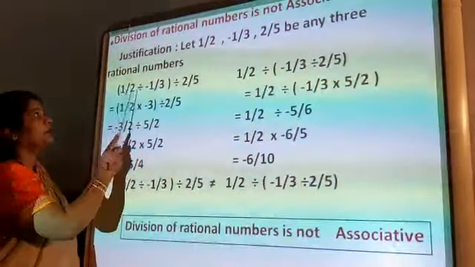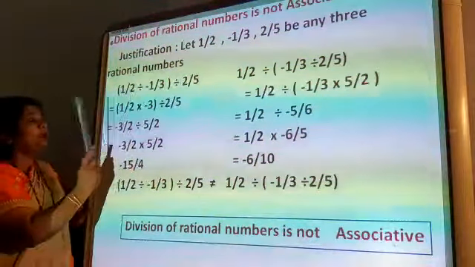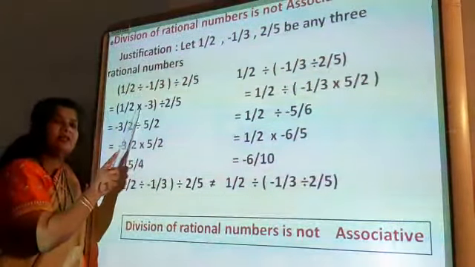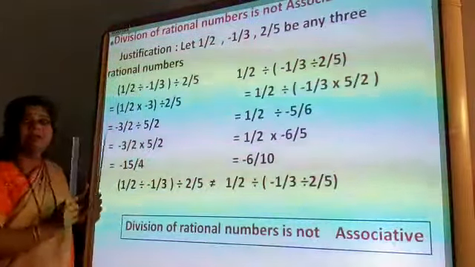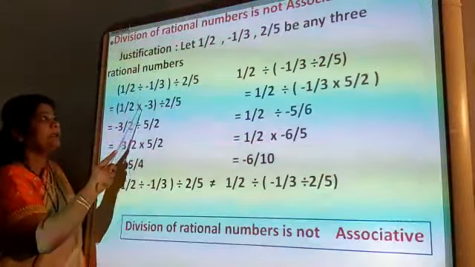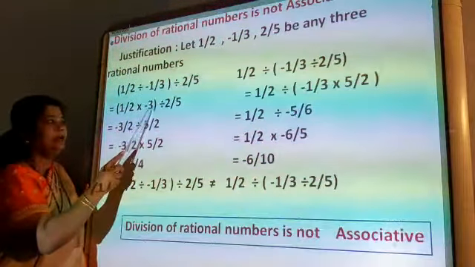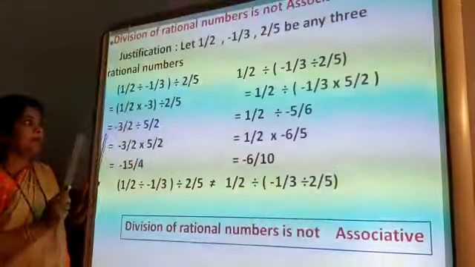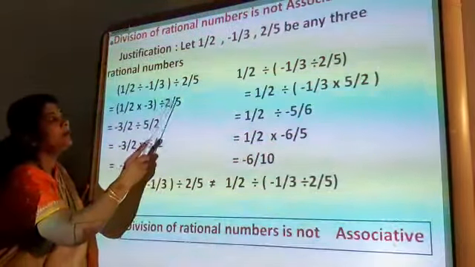So in the first case, group 1 by 2 and minus 1 by 3, write this as it is. So you should know that, dear children, whenever division symbol is changed into multiplication, you will have to write the reciprocal of the term which comes after the division sign. So this I have written 1 by 2 as it is. I have changed this division into multiplication. Minus 1 by 3 will become minus 3 by 1. And if the denominator is 1, we are not writing, it is understood. So this 2 by 5, write as it is. So minus 3 into 1 is minus 3 by 2 divided by 2 by 5.